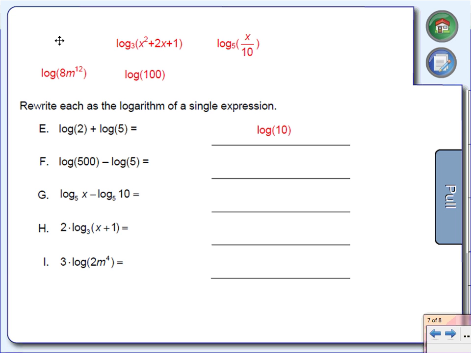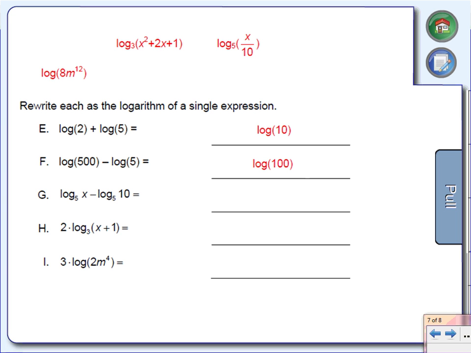F, a little bit different. This time we're subtracting. And what did we say earlier about subtraction? That it was going to be the same thing as division. So we're going to take these two numbers right here and divide them. So 500 divided by 5 would be 100. So which one of these is the correct answer? Bottom right. That's log of 100.